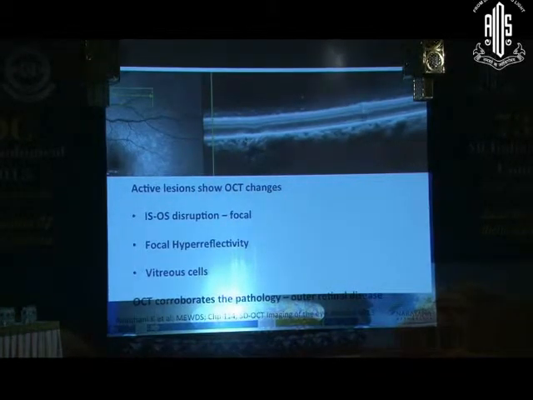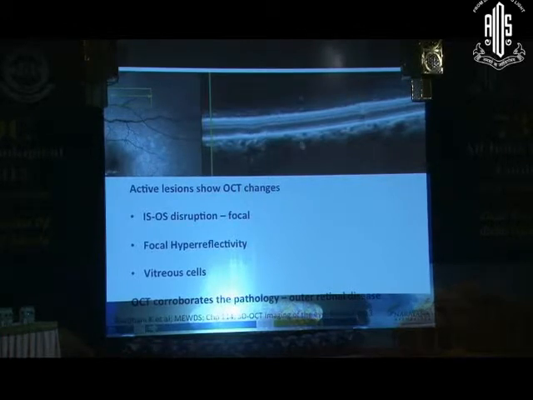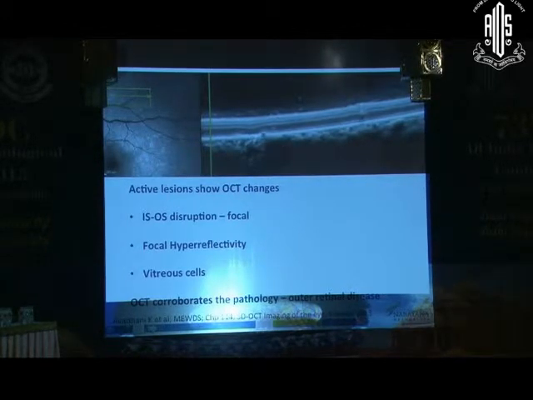So these are, by definition, focal changes. So they don't happen throughout the ISOS. You see apoptotic bodies and you see vitreous cells. So these are things that you might want to tune yourself into seeing.